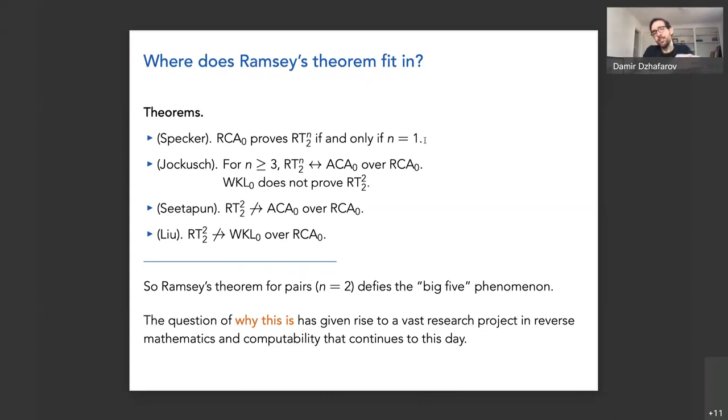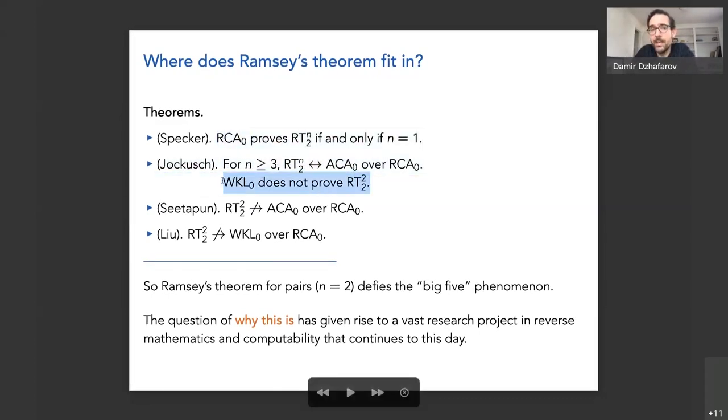And this was a very early result, I believe in the 60s, maybe. Jockusch, in a seminal paper in 1972, really took up this work and asked what else we can say about Ramsey's theorem. He was looking at the context of computability theory, but the results transfer to this more convenient parlance. What he showed was the following: if n is at least 3, so if we're looking at colorings of triples, then RT^n_2 is equivalent to ACA0 over RCA0. So it's the third strongest system.